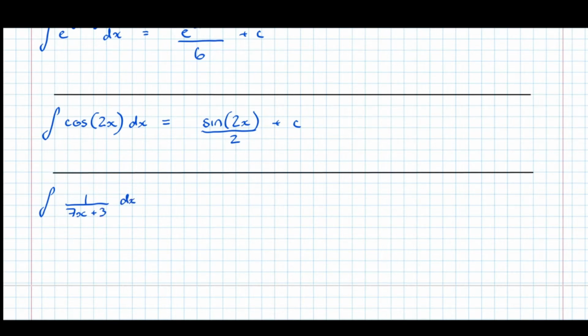So remember, the integral of 1 over x is log mod x. So that's what we're going to do here. Log modulus of whatever's in the bracket. And again, the only reason this works is because what's in the bracket is linear. It's a linear function wrapped in another function, in this case wrapped in a power of minus 1. Divide by the differential of the bracket, must remember that, plus c. So that's that type.